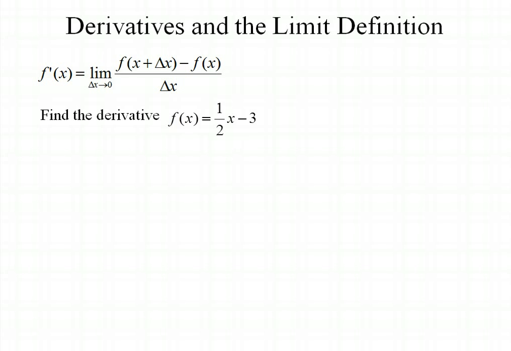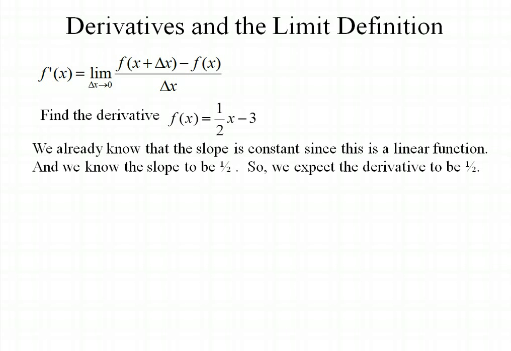Okay, let's try another example. Suppose we had the function 1/2 x minus 3. Well, you already know this to be a straight line, or a linear function. And this one is an oblique line. It's not horizontal or vertical. And we know that the slope of this line is 1/2. So we expect our derivative to be 1/2. It should not vary at all in this particular case because it's a linear function.